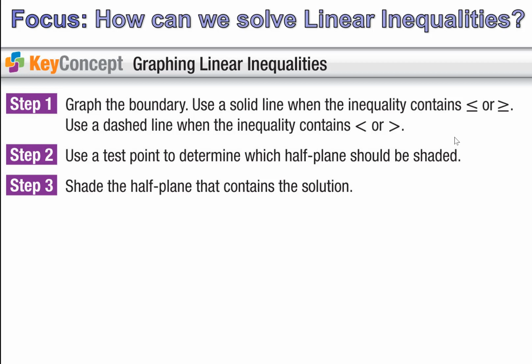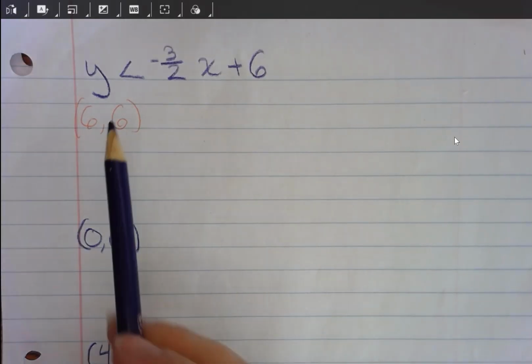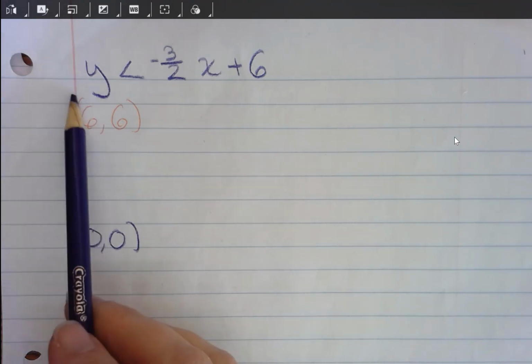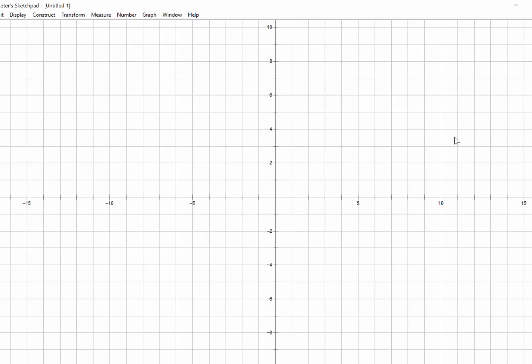Now that you have the steps copied, we're going to go ahead and look at this. So first thing we're going to do is try and graph this linear inequality where y is less than negative 3 half x plus 6. If we go over to the coordinate plane, we can graph the y-intercept of 6. And then from 6, I can go down 1, 2, 3, and over 2 for my slope of negative 3 halves, and I can construct another point. Now that I have the 2 points constructed, I can draw the line.